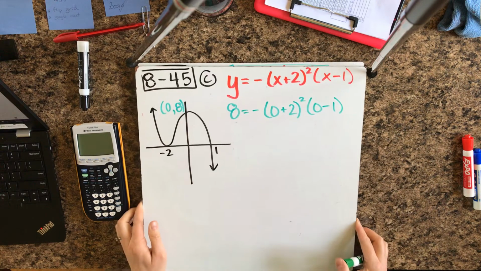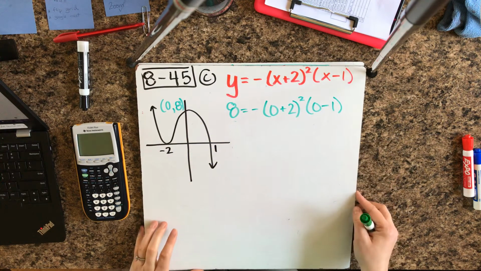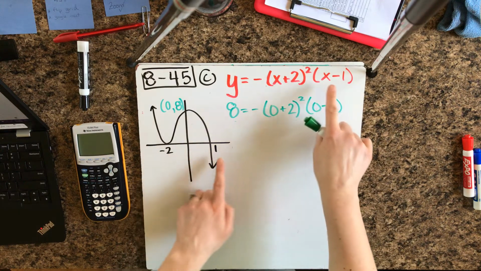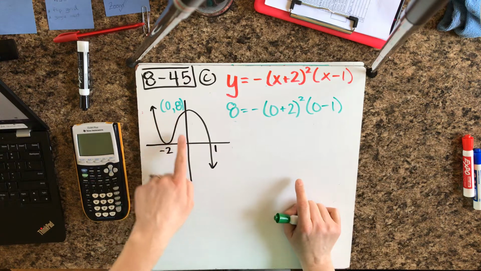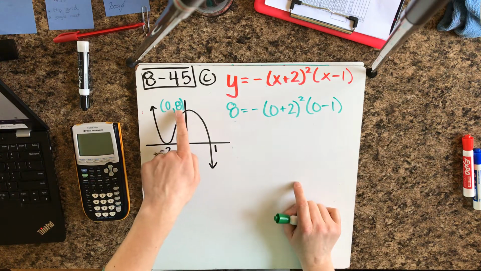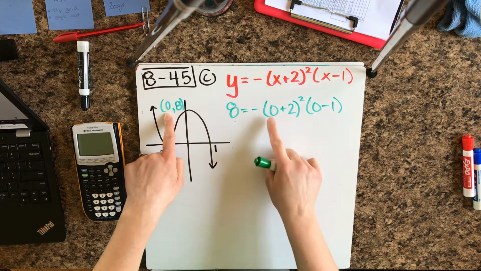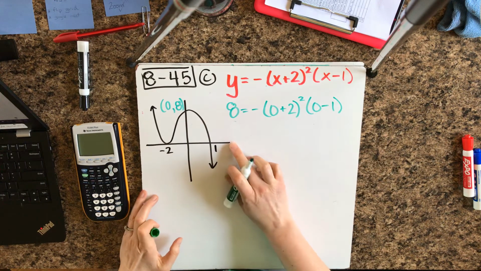In part C of the same question, okay, you should have what's in red. You should have a negative, you should have an x plus 2 squared, you should have an x minus 1. And maybe you noticed, maybe you didn't, but the y-intercept that they gave you was 8, which represents 0, 8. So 0 gets plugged in for every x, 8 gets plugged in for the y, and let's see what happens.